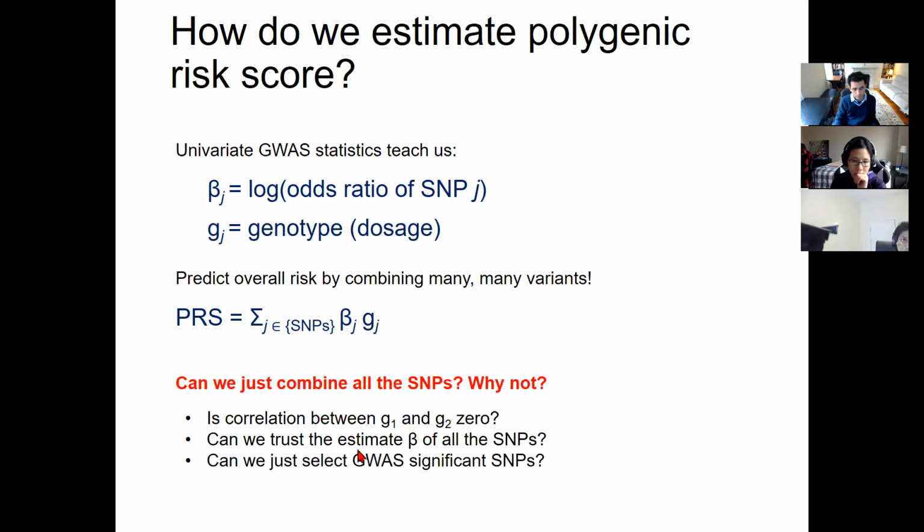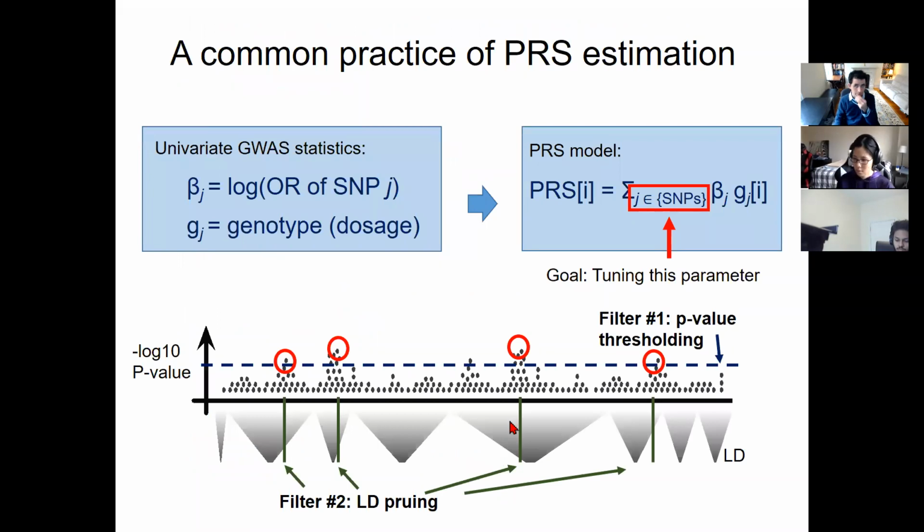The other question is, can we trust the estimate beta of all of the SNPs? Perhaps for genome-wide significant SNPs we can trust these estimates of beta, but as soon as I get to extremely low p-values, these betas might not be very good estimates at all. And can we simply restrict ourselves to the genome-wide significant SNPs? The challenge there is that the genome-wide significant SNPs capture a very, very small fraction of the total heritability, so they might not be the best estimate.